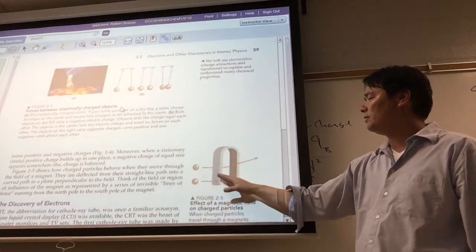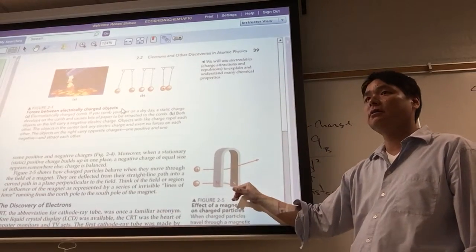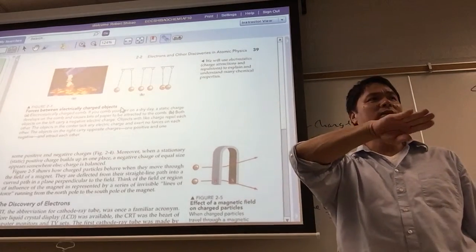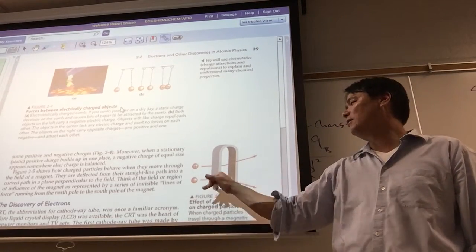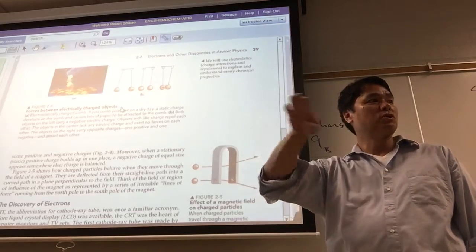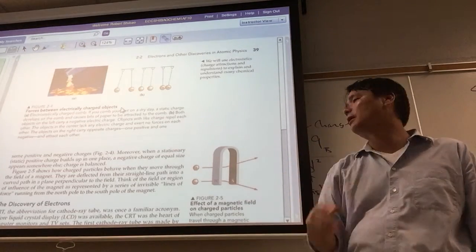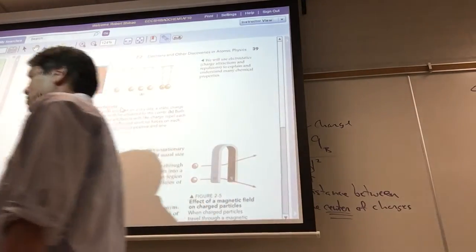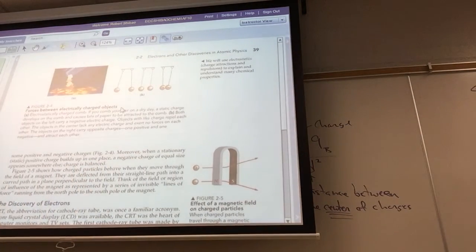And the angle of deflection here depends on the mass to charge ratio. Things that are very light are easily deflected. Things that are heavy will have a lot more inertia and are more difficult to deflect. And so by looking at the angle of deflection, you can determine things.